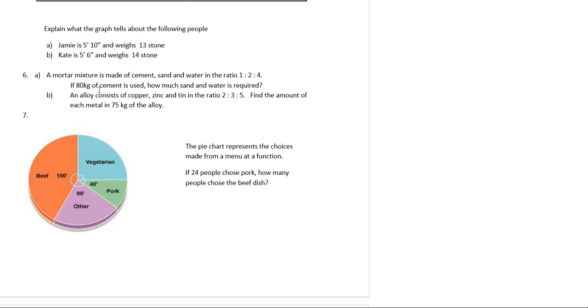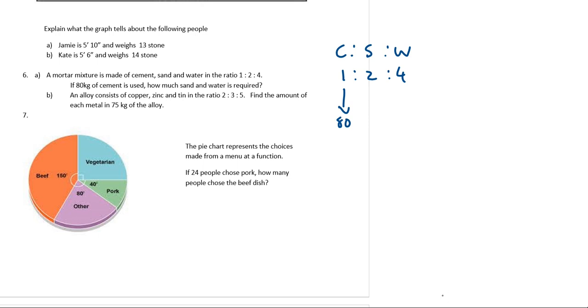Ratios. So mortar is made of cement, sand and water in this ratio. If 80 kilograms of cement is used, how much sand and water is used? The first thing I always do with these is I would write that I've got cement, I've got sand, and I've got water. The ratio is 1, 2, and 4. So that's me got pretty much everything out of that first line into my calculation. I know I've got 80 kilograms of cement.